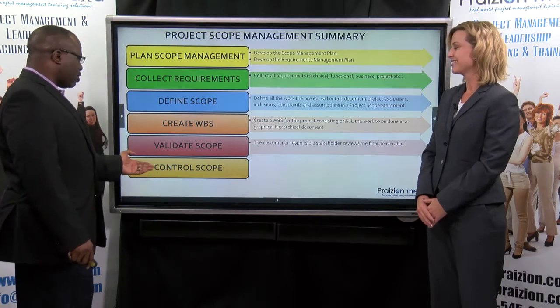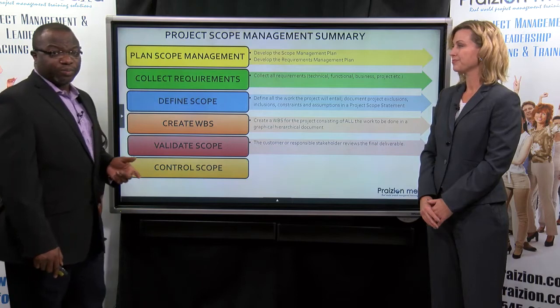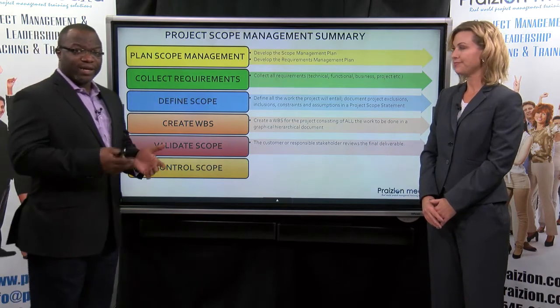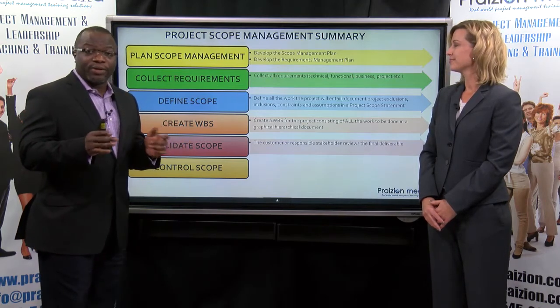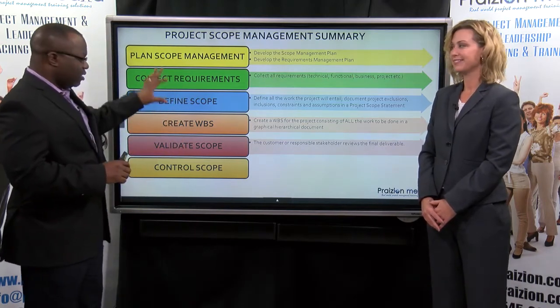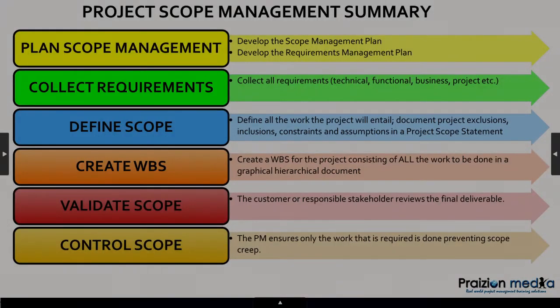So Control Scope is a process in which you actually prevent gold plating, you prevent people from adding extras, you prevent scope creep, people from doing what they think is good but not what is documented in the previous processes we've talked about. So in Control Scope, the PM ensures only the work that is required is done, preventing scope creep and any other bad behaviors.